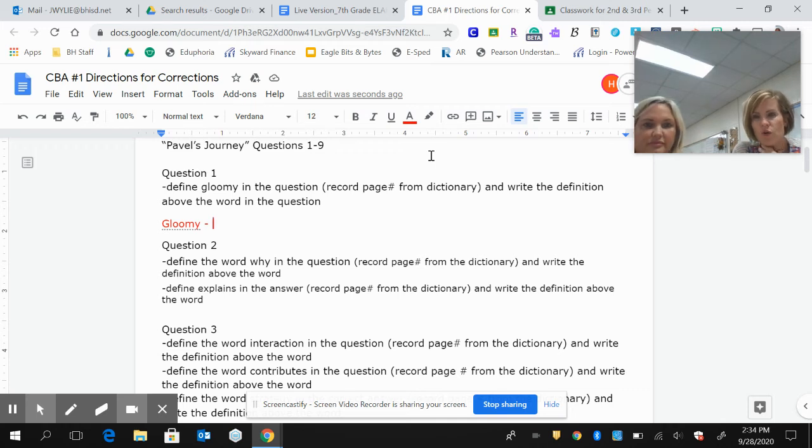So please make sure that you follow the directions, okay? Except if it says write it above the word in the question, you can't do that. That's right. But make sure you're following it. You're only doing these for the ones you missed.